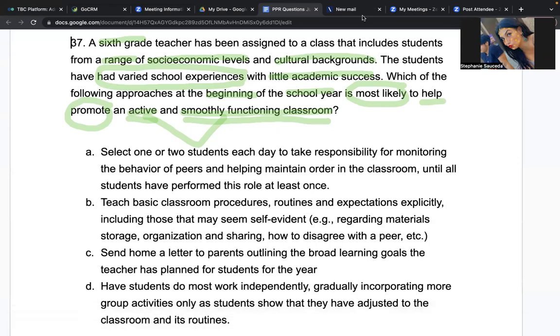Let's see. I heard someone say A. Why is A not the best answer? Let's articulate. You're going to articulate your metacognition. Why is A not the best answer? I agree. I would bet myself $5 that it's not, but let's hear why.